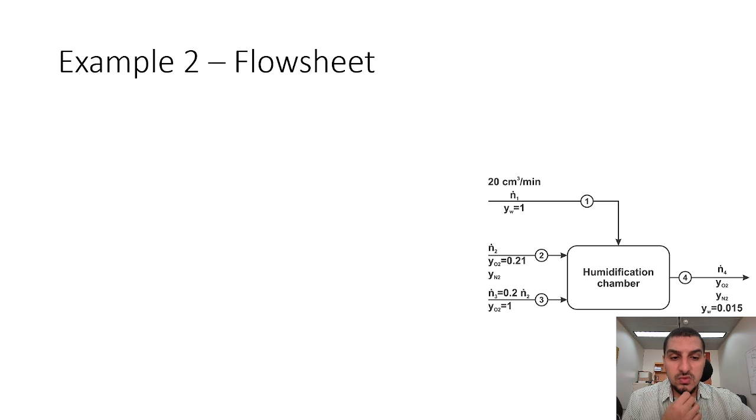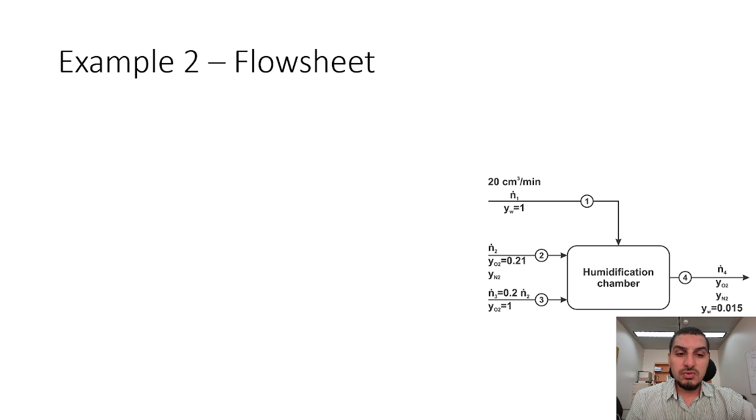So what we can do now is proceed with the solution. The first thing we said is that we have to unify the units. The unit that we have here is volumetric flow rate. It's not going to be possible to use it with the mole fraction. So we have to calculate the molar flow rate from the volumetric flow rate.